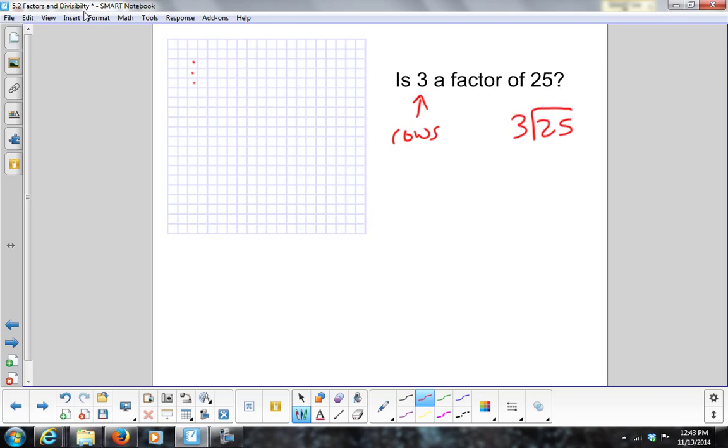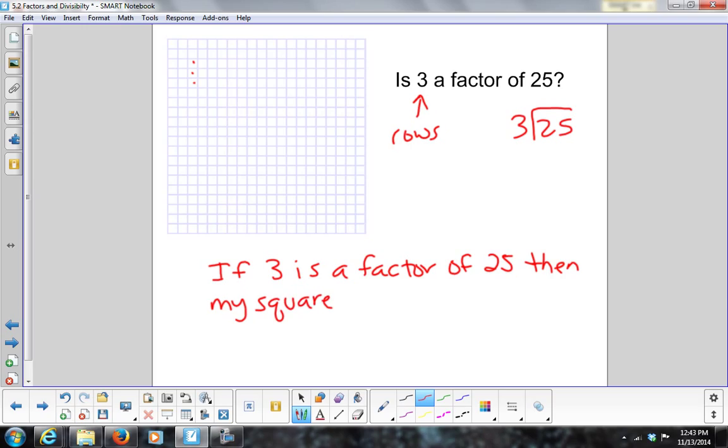And if 3 is a factor of 25, what needs to happen? If 3 is a factor of 25, then 2 things. If you're drawing a picture, my square will be even. Could be a rectangle, with no remaining, right? That's really important. Nothing remaining over. Same thing with division. It's a factor if there is nothing remaining over. You end up with a 0.